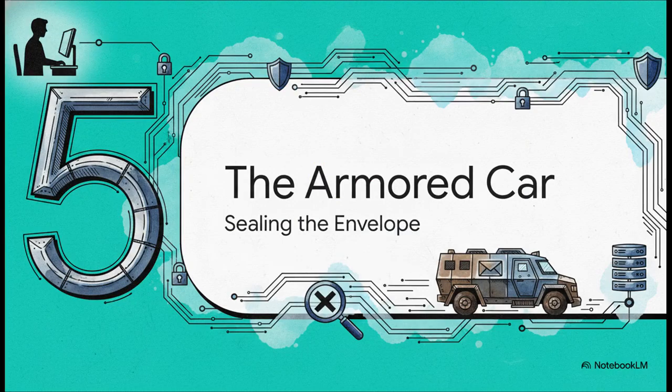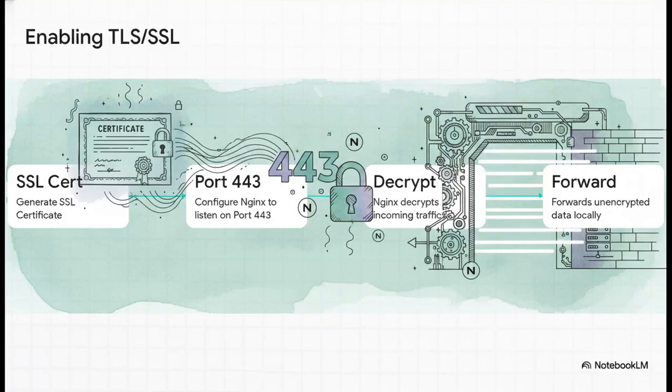Finally, we reach our fifth and final tool, the armored car, sealing the envelope. So we've got the files, the security, the traffic routing all sorted out. But we have to make absolutely sure nobody can snoop on the data traveling across the internet between the user and your servers. We need encryption, specifically TLS or SSL. But again, we really don't want our developers coding complex encryption right into the app itself. By simply generating an SSL certificate and telling Nginx to listen on port 443, which is the standard for secure HTTPS, Nginx handles the whole shebang.